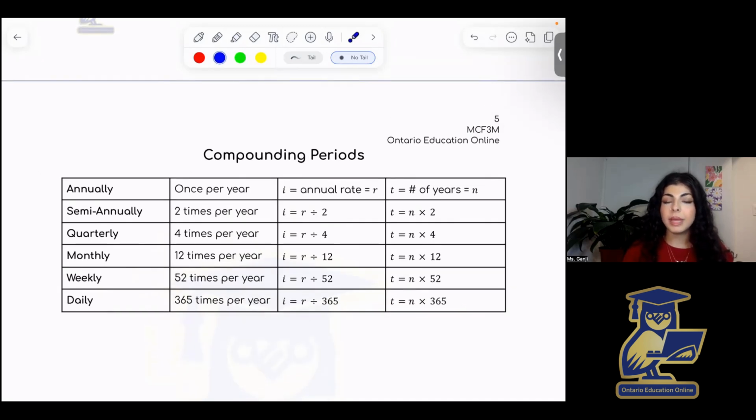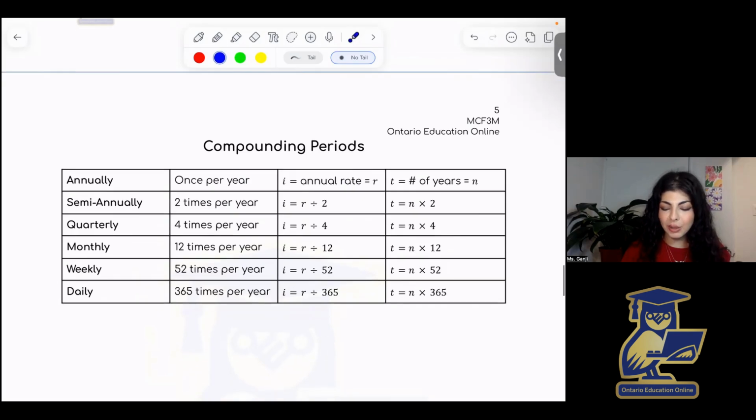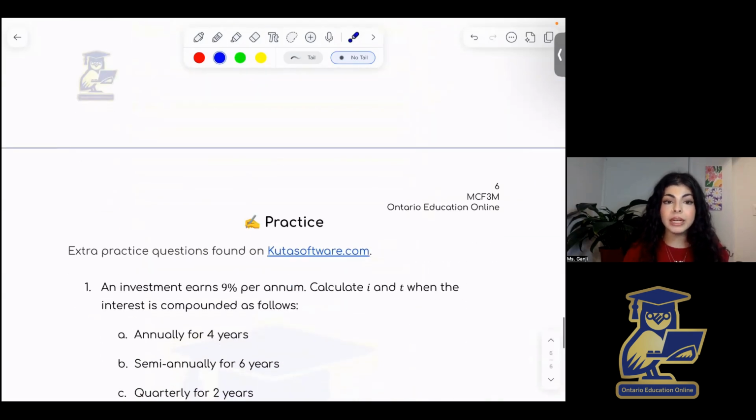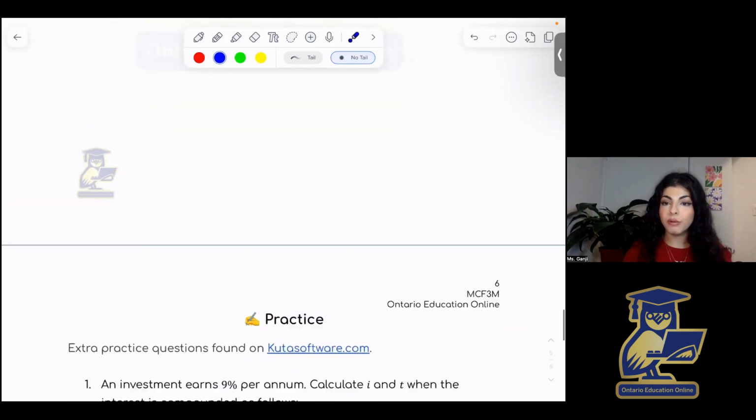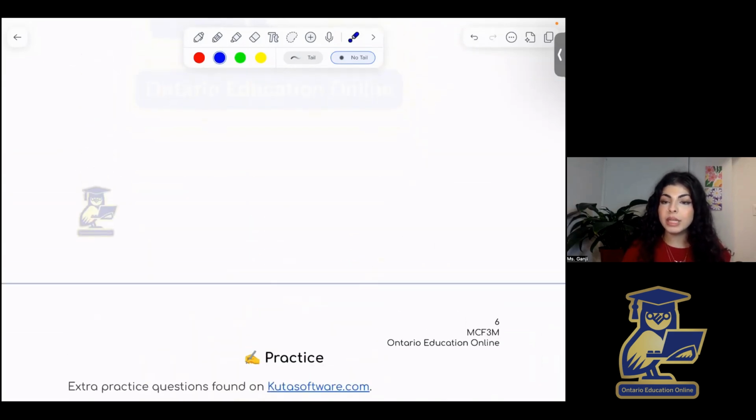So again, I highly suggest that you try on your own to problem solve and come to these conclusions yourself and not just use the table as a reference, but of course it is here for you to use as well. That is the end of our lesson for compound interest. And you have some practice problems here. There's also some extra questions on this website if you want to get more familiarized with compound interest.